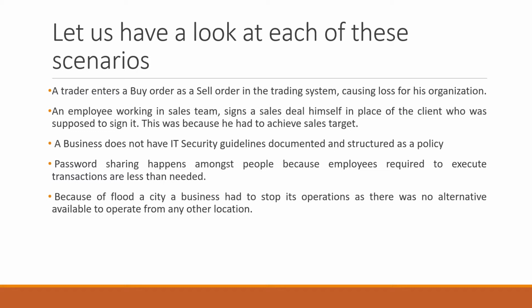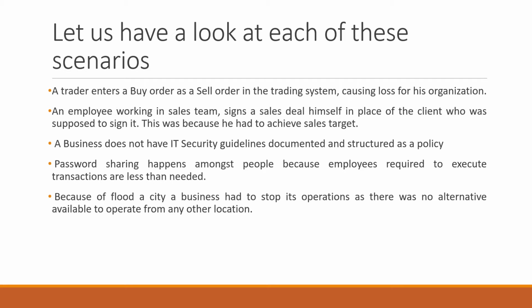The second example is an example of an employee who is part of the sales team. He's unable to meet the target, and since he cannot achieve the target, what he does is that he signs some of the deal on behalf of the clients who were supposed to actually sign it. Of course, he got caught later on, but for some days, he could show a false deal as the real deal. This is the second example.